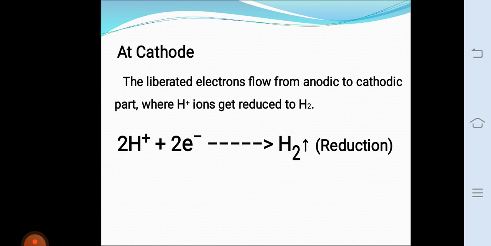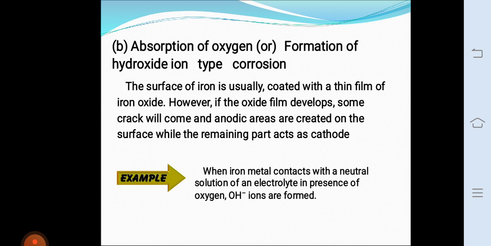So, absorption of oxygen or formation of hydroxide ion type of corrosion. The surface of iron is usually coated with a thin film of iron oxide. However, if the oxide film develops cracks, anodic areas are created on the surface while the remaining part acts as cathode. For example, when iron metal contacts a neutral solution of an electrolyte, in the process of oxidation, OH- ions are formed. The diagram is shown in the figure.